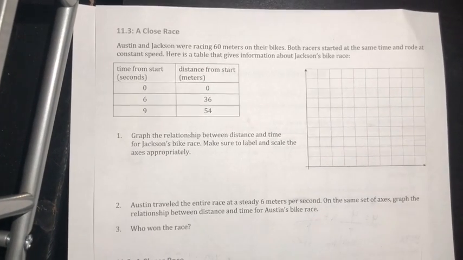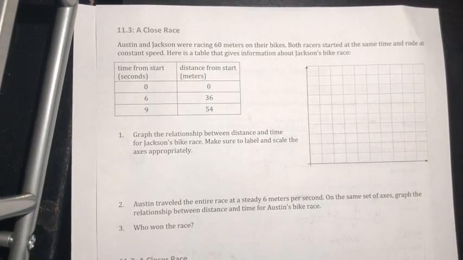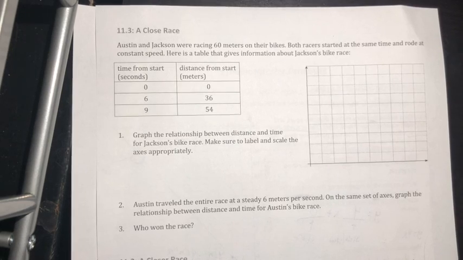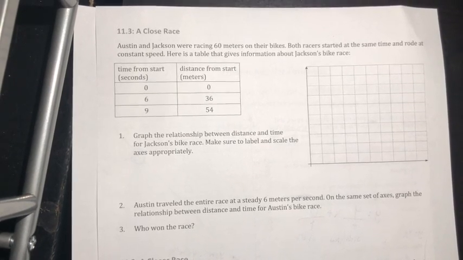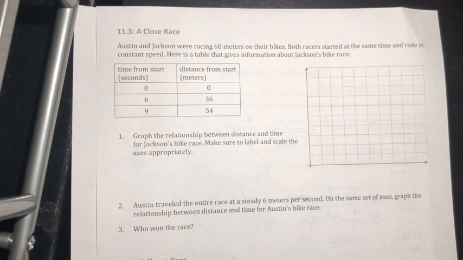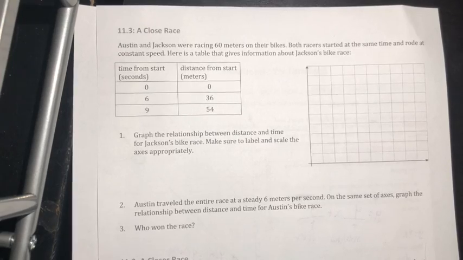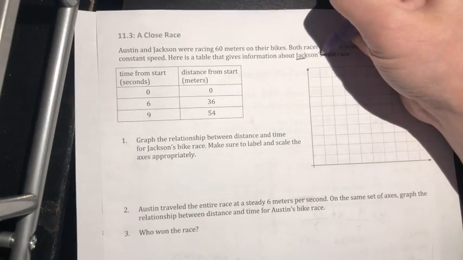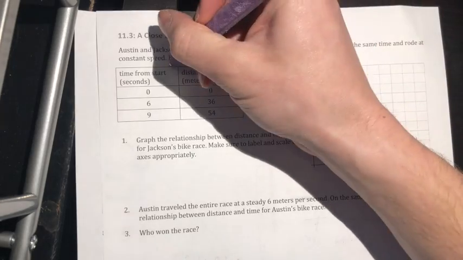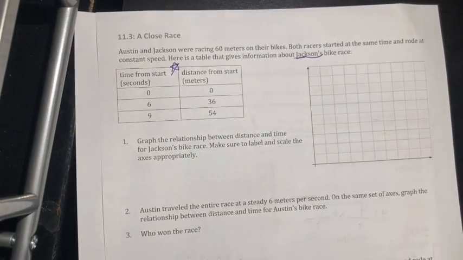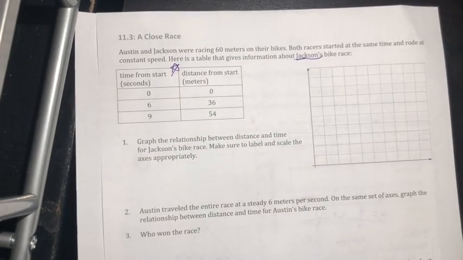We're looking at a close race here. Austin and Jackson were racing 60 meters on their bikes. Both racers started at the same time and rode at constant speeds. Here's a table that gives information about Jackson's bike race. We're gonna give Jackson purple, and we're gonna plot these points.